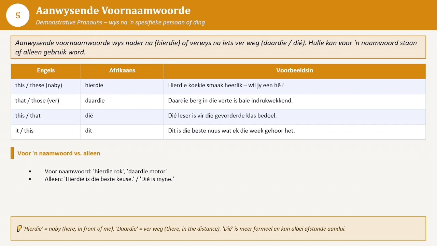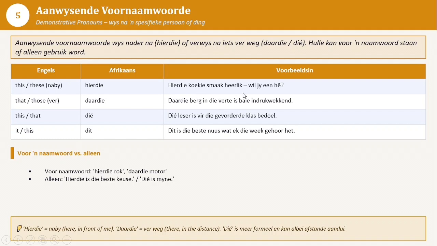Next, aanwysende voornaamwoord, demonstrative pronoun. So this one is for a specific thing, okay? So aanwysend, like something that I'm referring to, okay? Something specific that I'm referring to. This is for words in Afrikaans like hierdie, this one, daardie, that one, die, this one, dit, this. So here's our example. Hierdie cookie smaak heerlik.